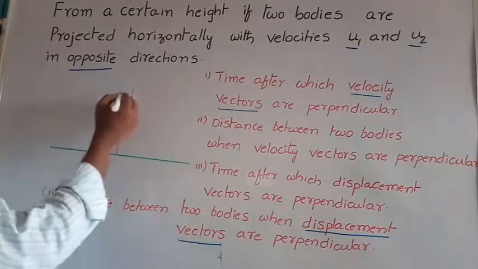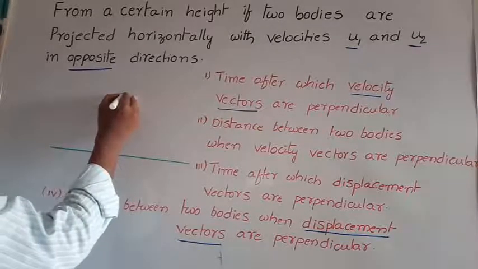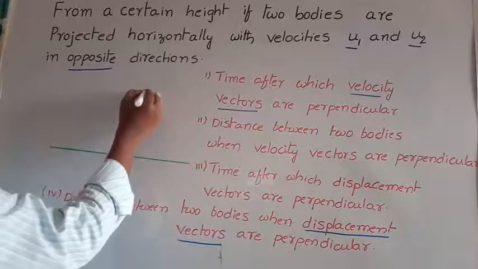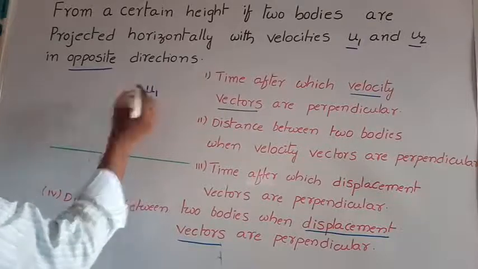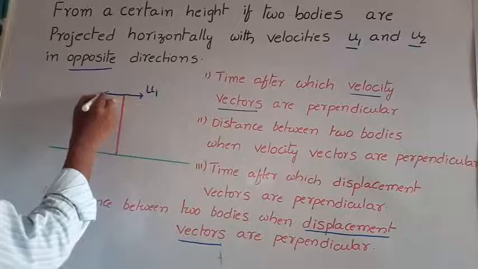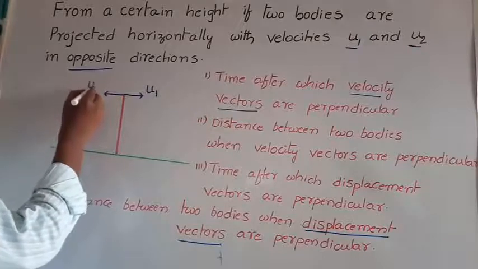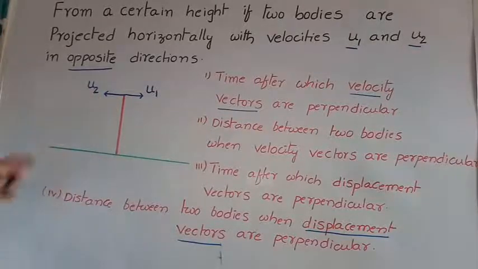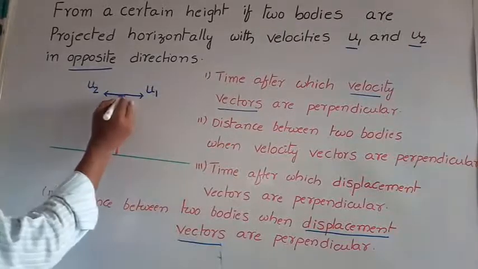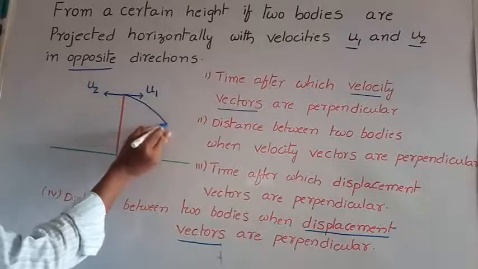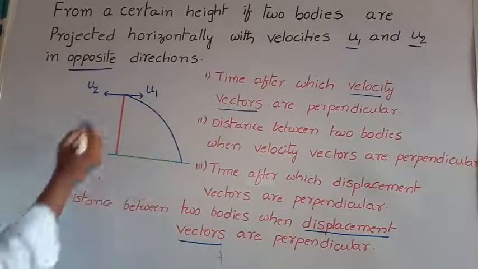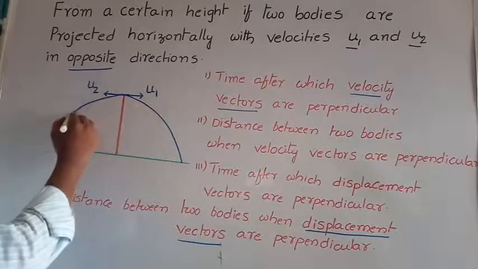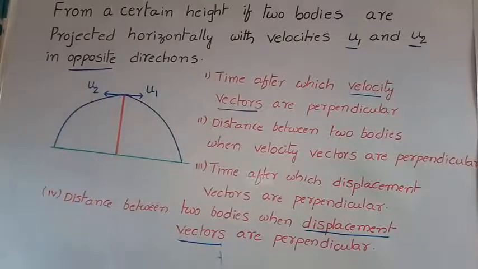Here, two bodies are projected in opposite directions. One body is projected in this direction with velocity u1 and another body is projected in this direction with velocity u2 from a certain height. Then the bodies will move like this. The first body moves like this and reaches the ground. The second body moves like this and reaches the ground. So both bodies travel in opposite directions and reach the ground.